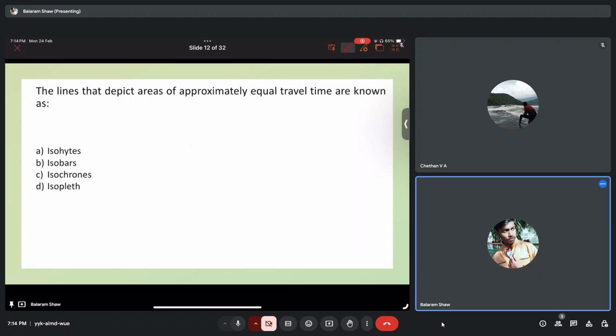Okay, so the next question is, the lines that depict areas of approximately equal travel time are known as, so we have seen this before in previous lectures. So it would be isochrones. Isohyets we know are of equal rainfall intensity, isobars equal pressure, and so on. So the correct answer is C.